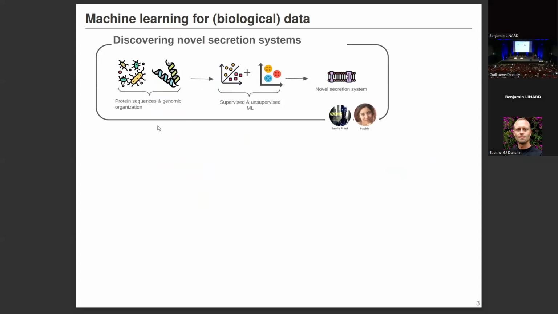And the idea was a bit that if it takes 10 years in the lab, maybe we can do it a bit faster with machine learning. This is still to be confirmed.